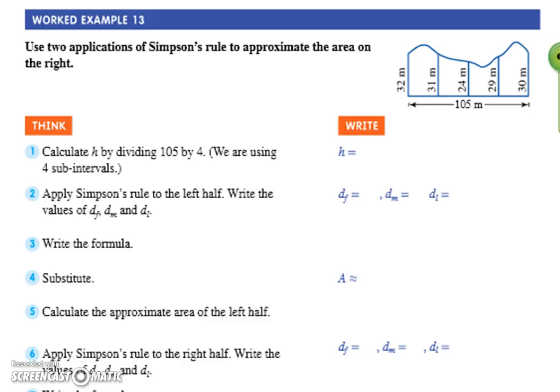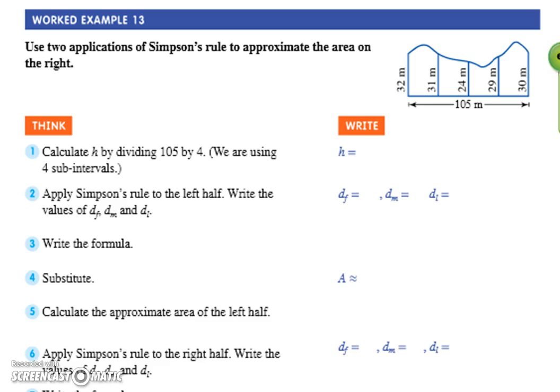Okay, so we're going to use two applications of Simpson's rule this time. We've done it with one application. We've done it with two applications, but we did two applications, one on the top, one on the bottom. This time, we're actually going to use two applications of Simpson's rule for the sole purpose of making it more accurate. Okay, so it's on the one area, and we could have actually done it with one application, but by doing it with two applications, we can make it more accurate.